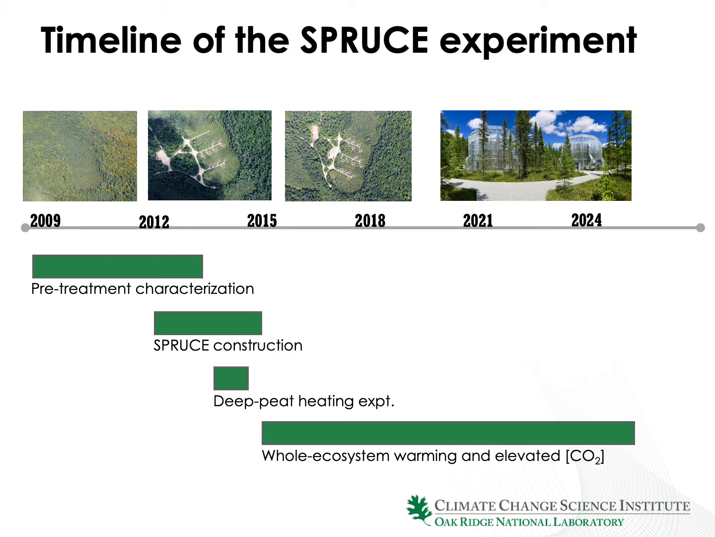Then in the summer of 2015 the whole ecosystem warming began, and in the next year, 2016, the elevated CO2 part of the experiment began. That whole experiment is envisioned to continue for about 10 years. So here now in 2020, we're about halfway through the treatments. We're starting to see some very interesting responses, and in the next 5 years, I'm sure we'll continue to see many more. The idea is at the end of the experiment, we'll be doing some destructive harvesting to assess how the treatments impacted the overall ecosystem.